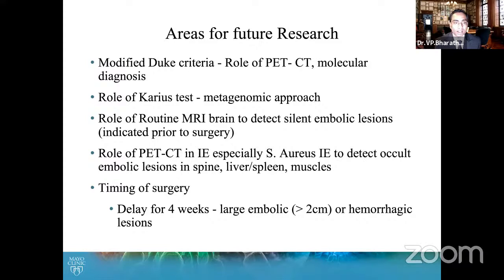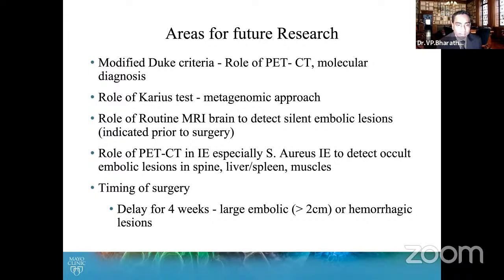We don't know the role of routine MRI to detect silent embolic lesions. MRI brain is indicated for those patients who are going into surgery, just to make sure that they don't have a hemorrhagic lesion or a big enough embolic lesion, which may transition to a hemorrhagic lesion. We still have to learn a lot about the role of PET CT in Staph aureus bacteremia to look for occult embolic lesions. We don't know much about the timing of surgery. The general dictum is you delay surgery for 4 weeks if the CNS embolism is more than 2 centimeters or if it's a hemorrhagic lesion.